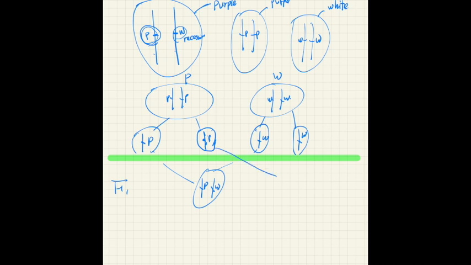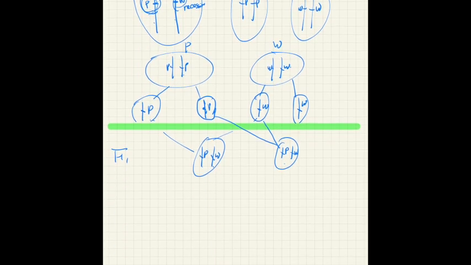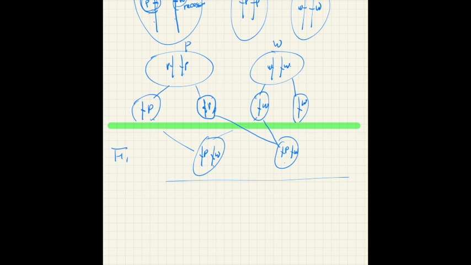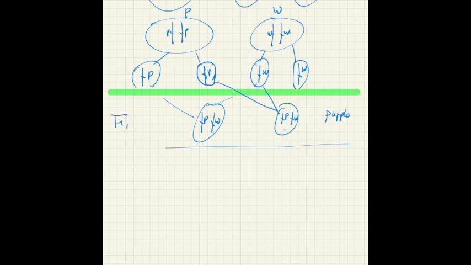If we cross this and this, there will be purple and white. So every offspring will have purple and white. But purple is the dominant gene. So in this generation, every individual will be purple. But in the next generation, this purple and this purple may come together.